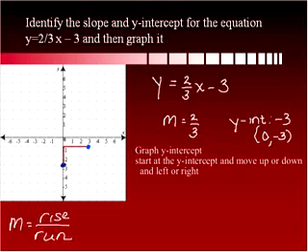So you can determine however many points you want using this method. It's basically you're doing steps. So I'm going to go up 2 and over 3 to get another point.